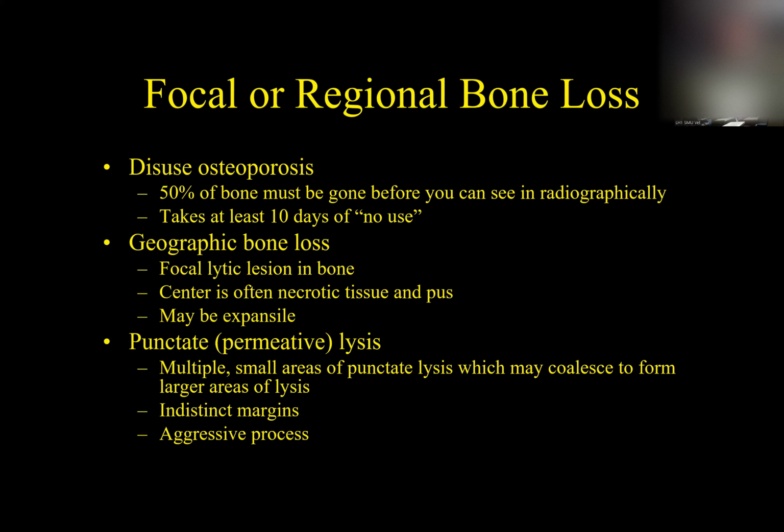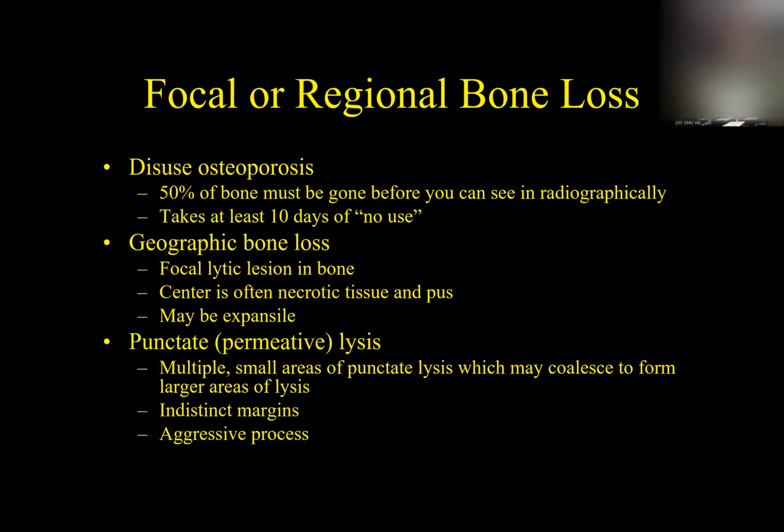Geographic bone loss is loss of bone, not entirely all over the skeleton, but just in a focal area, like in the distal aspect of the femur, maybe, or the distal aspect of the radius, or something like that. It is usually more commonly caused by a focal lytic lesion, like a tumor or an infection of that part of the bone. It may be expansile, but it's usually due to something aggressive happening in that part of the bone. Again, 30 to 50% of the bone has to be gone before you see it, but depending on how aggressive it is, you may see it earlier than you would with diffuse osteoporosis.